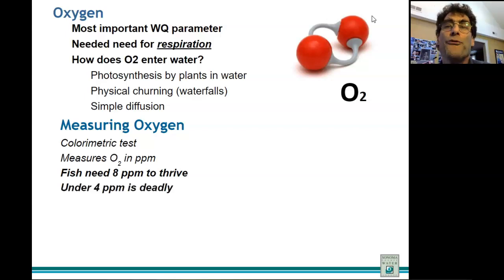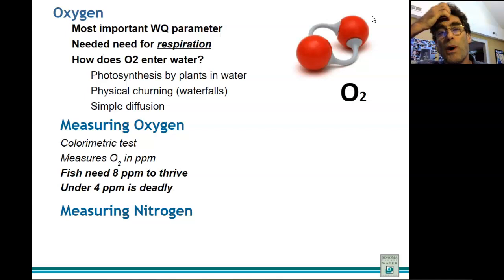If it's under 4, it's deadly. So if you're a fish and you got 3 ppm, you're not going to live very long. You're just going to suffocate. There's just not enough energy to thrive, because you needed oxygen for respiration. Between 4 and 8 is okay, but not ideal. We want over 8 ppm.